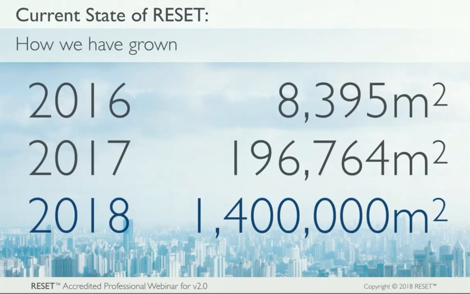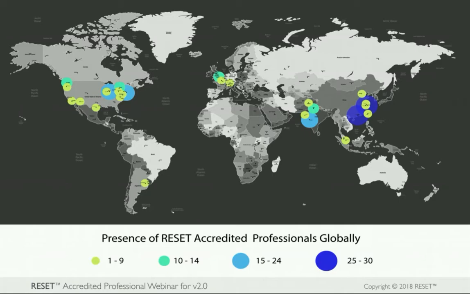So the current state of Reset. In just 2 years, Reset has seen rapid growth in adoption. Our growth from 2016 to 2017 has been extremely impressive, up to where we now have over 80 projects. And looking forward to 2018, we are projected to see a combination of both registered and certified projects representing about 1.4 million square meters of real estate globally. So we're pretty excited to see the uptick in that.